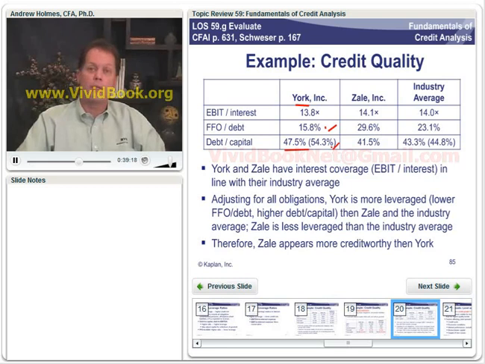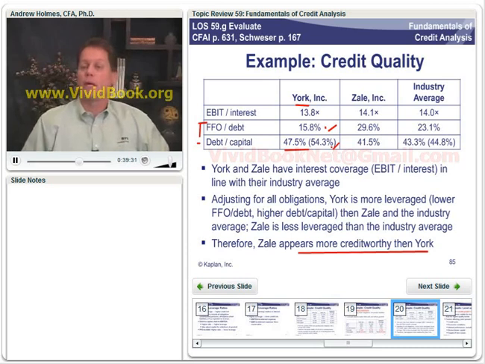So what I would conclude is that our coverage ratios were about the same, but York was, in fact, more highly levered. So Zale appears to be more creditworthy just based on their position. All else equal, you have less debt, and that's probably going to be a good thing.